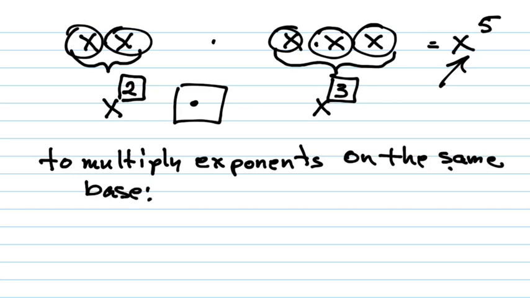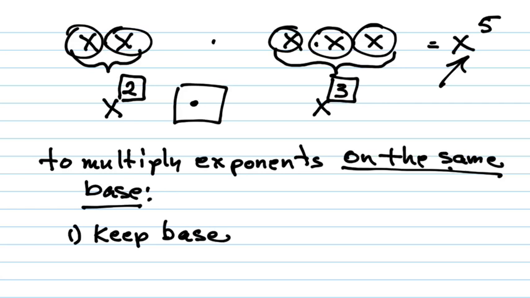And that's the key. They have to be on the same base. So what if I'm multiplying x's and y's? Can I do this? No. It's got to be x's and other x's, 5's and other 5's, y's and other y's. That's the key. All we're going to do is simply keep the base. The base will not change. And we're going to do what to those exponents? We're going to add them.